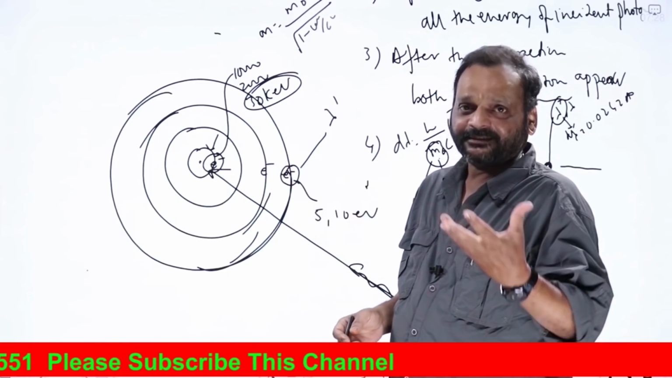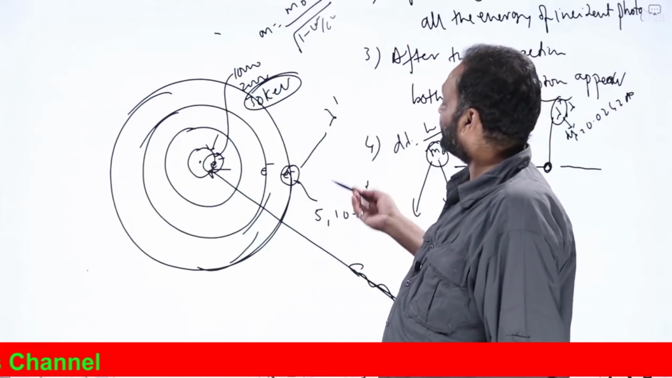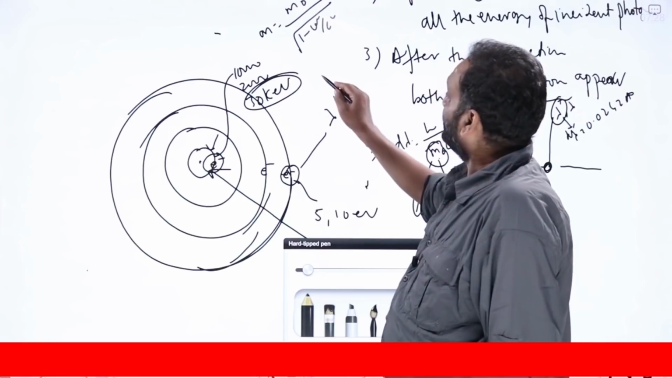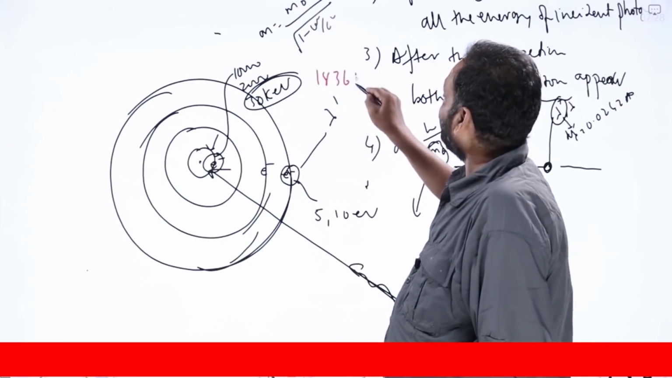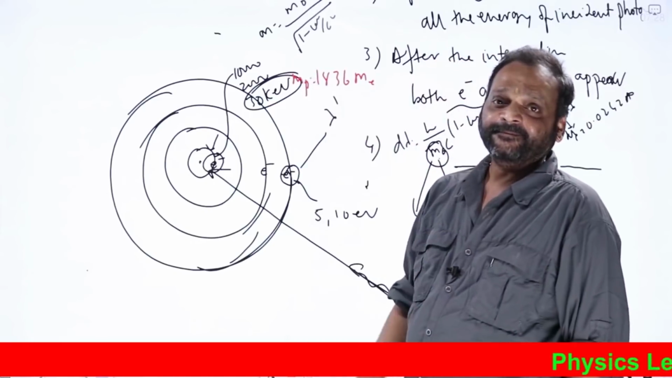Atom means what? Nucleus also comes into picture. Nucleus contains what? Protons and neutrons. Each proton's mass itself is about 1836 times the mass of the electron. Mass of one proton is 1836 times.